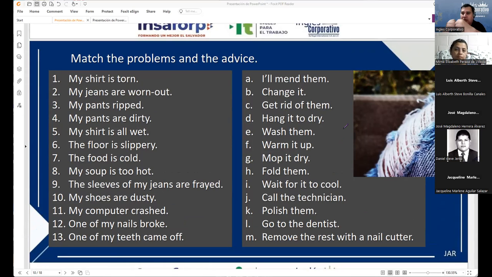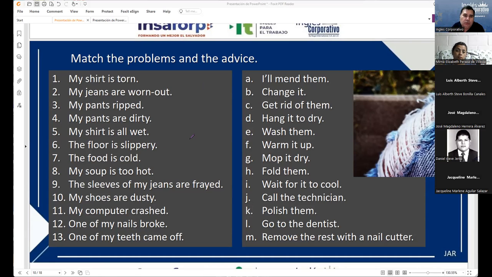My shirt is torn. Rota, right? Torn. My jeans are worn out. Teacher, worn out. Sí, frayed. Frayed or worn out. Worn out, desechos, deshilachados. My pants are ripped, descosidos, ripped. They don't tear, but they rip. My pants are dirty, not clean, dirty. My shirt is all wet. The floor is slippery, liso.